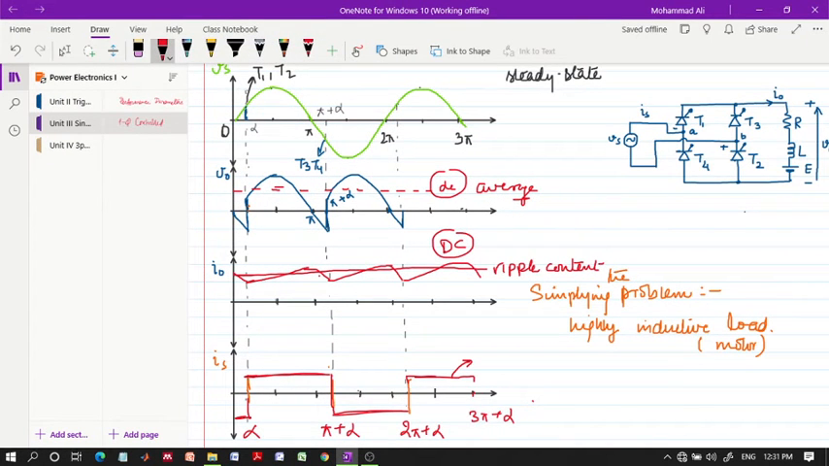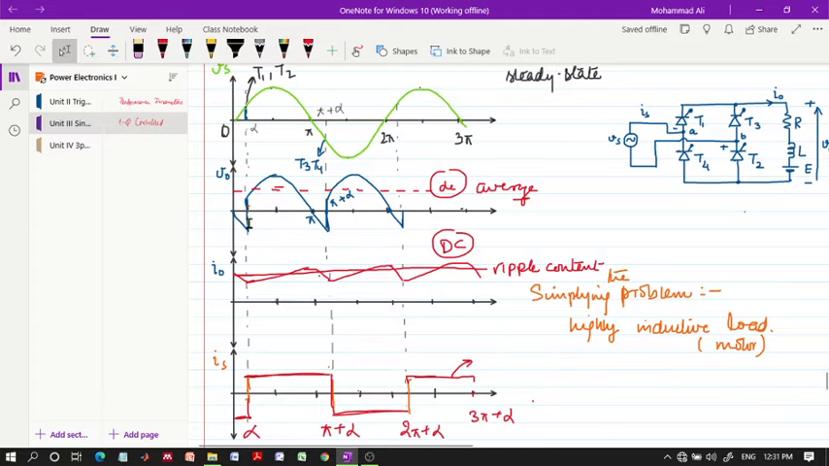So dear students, let us begin with the mathematical analysis. And before the mathematical analysis, I want to point out one more thing over here: as you can see, the output voltage has a positive part and a negative part, while the load current is in positive direction only. So the output power is a multiplication of voltage and current.